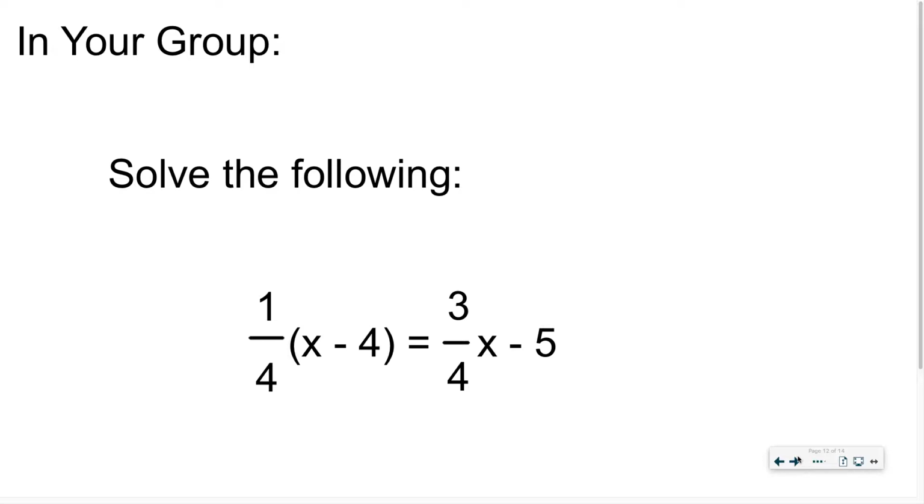So once you have an answer, share out with the people that are at your table and see if you can problem solve any of the little errors within your small group.